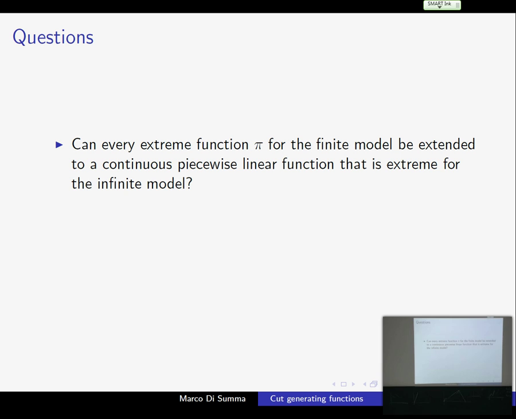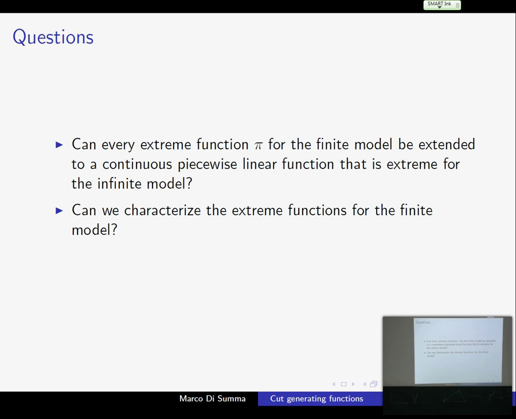Second question, I already asked this question, is how can you characterize the extreme functions for the finite model? Which means, can you characterize, or at least find good necessary conditions for a function to be extreme for the finite model? Which means, can you find conditions for a point to be a vertex of a given polyhedron, which is explicitly given? We characterize this class. Yeah. And what is known? I think nothing. I mean, I don't know anything about that.